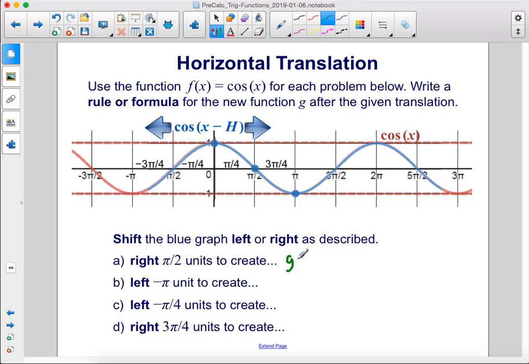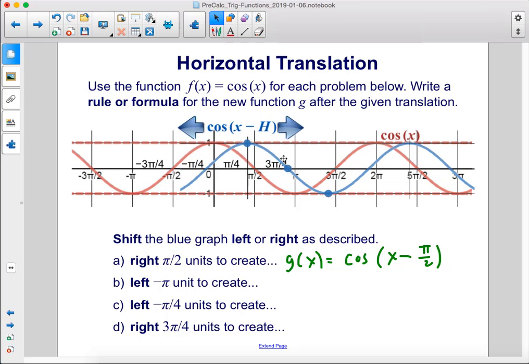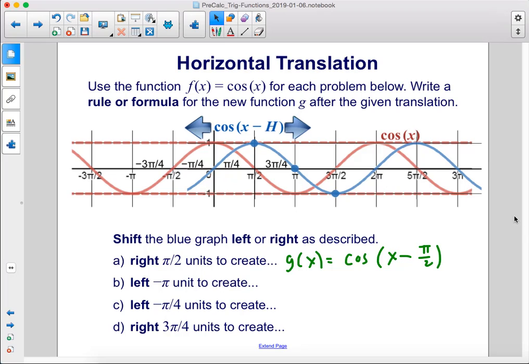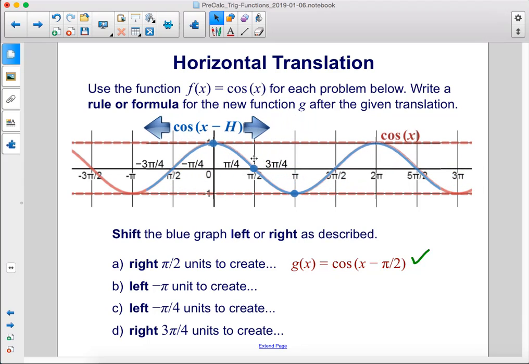That will be g of x equals cosine x minus h. And if we're moving to the right, h is positive, so this remains a negative sign, pi over 2. And then we just take this and we move it over pi over 2 units so that it's right there. And there we go. Now let's move it back to the starting position.